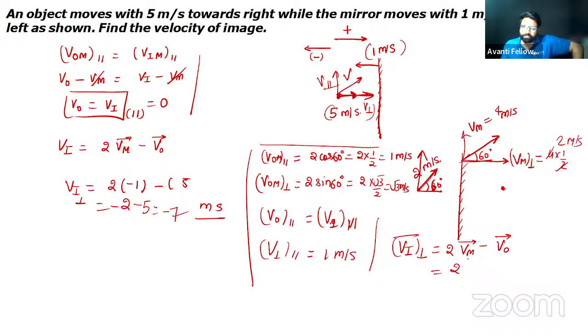So 2 times of velocity of mirror perpendicular is 2 meter per second minus velocity of object is 1 meter per second. Sorry, velocity of image perpendicular is root 3. So this will become 4 minus root 3 meter per second.